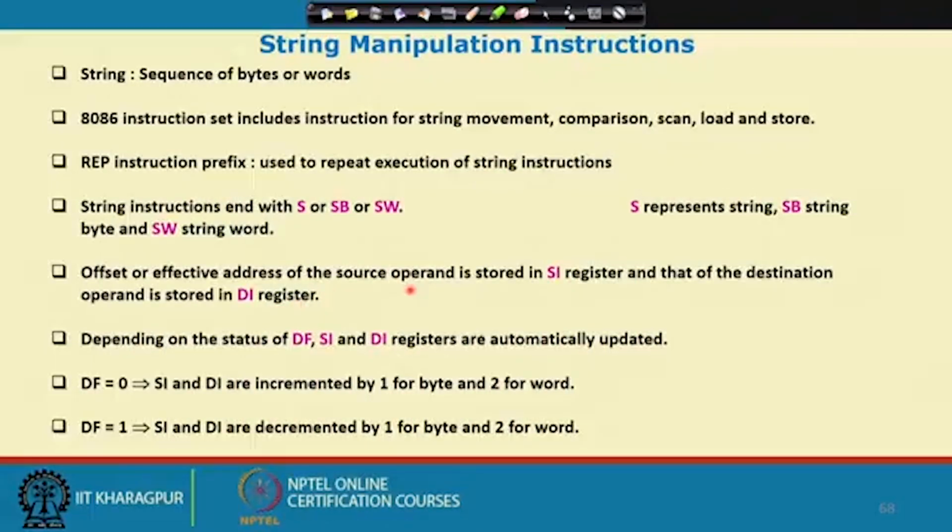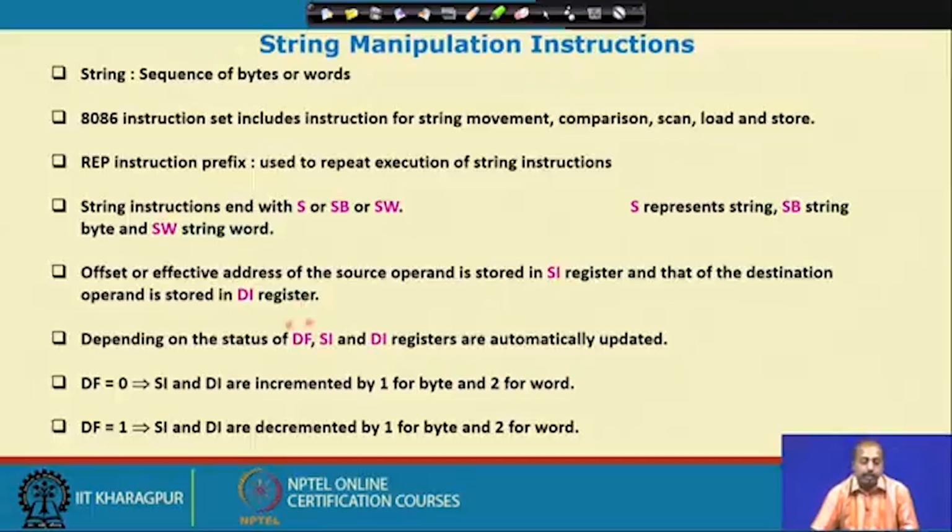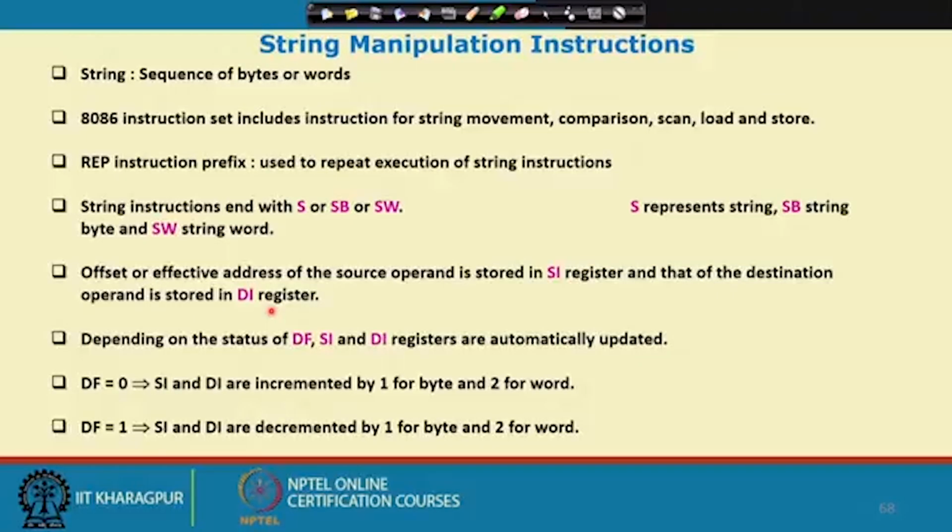The offset or effective address of the source operand is in the SI register and that of the destination operand is in the DI register. So, we have this SI DI register pair, which holds the source and destination addresses. Depending upon the status of the direction flag, the SI and DI registers are automatically updated after every byte or word transfer. The DF flag tells us the direction, and based on that they are updated. If DF equals 0, then SI and DI are incremented by 1 for byte and 2 for word.